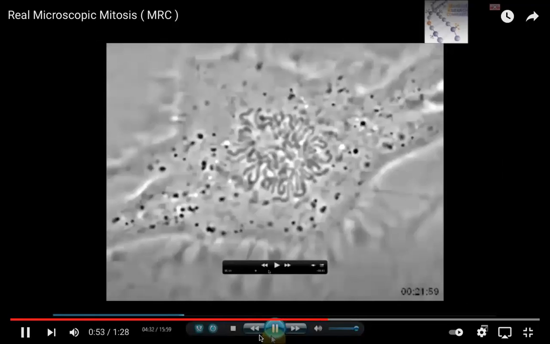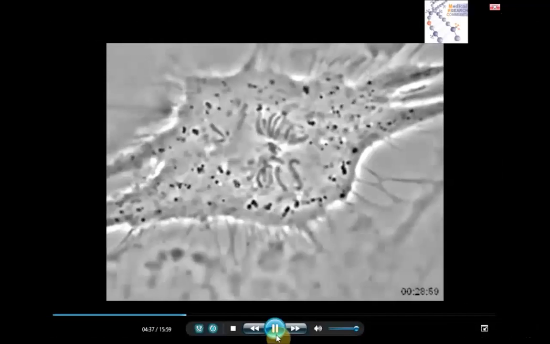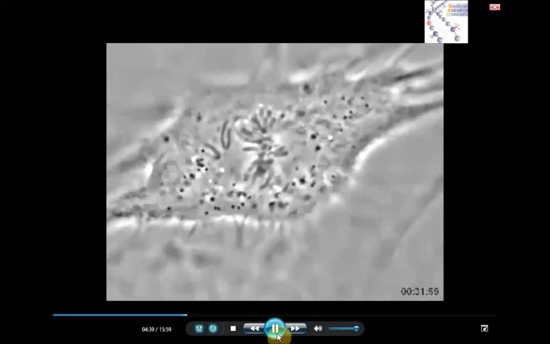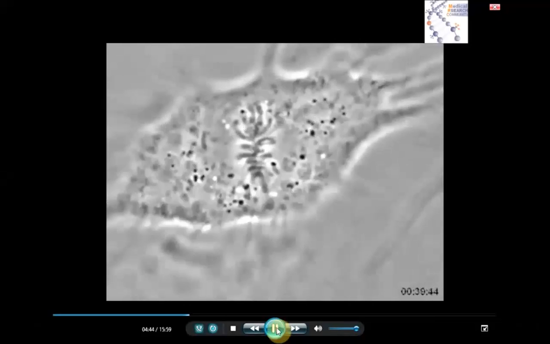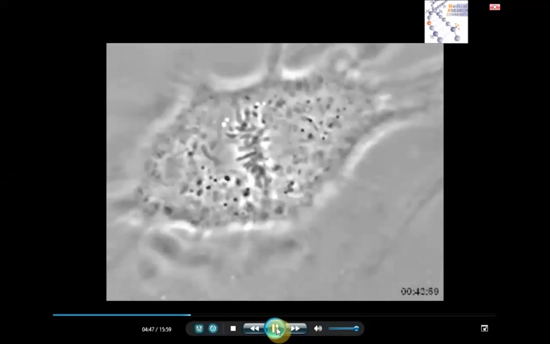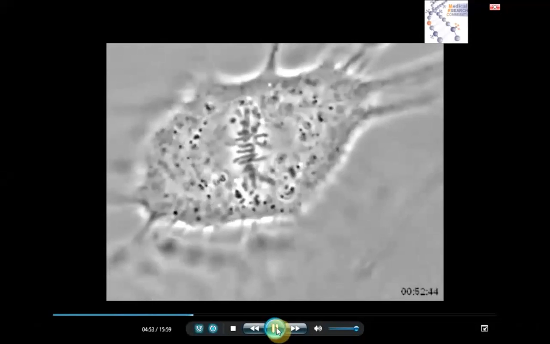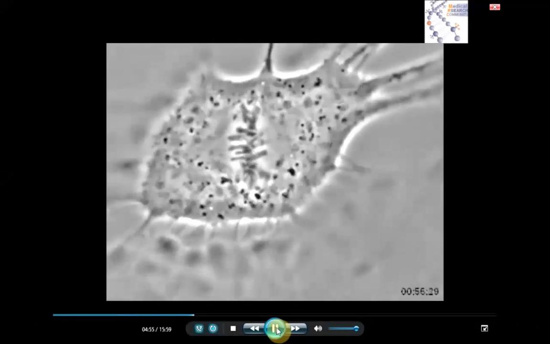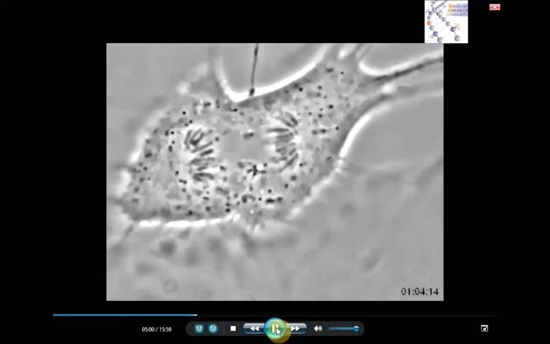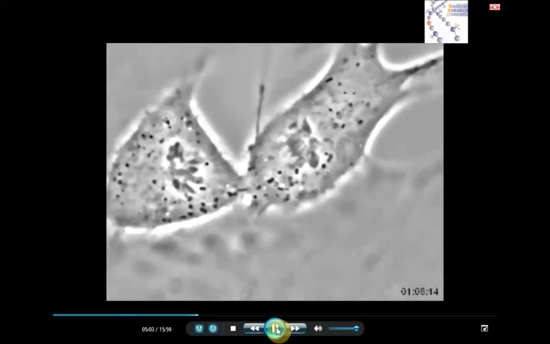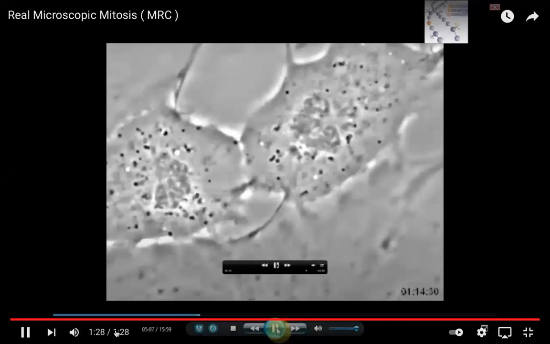Okay, there's another video of mitosis. I think that's metaphase where they're lining up. There's metaphase. Metaphase lining up, and anaphase starts in 3, 2, 1. There goes anaphase. There the chromosomes move to opposite sides of the cell, and there's telophase, and at the same time, cytokinesis. And now we've got 2 separate cells.